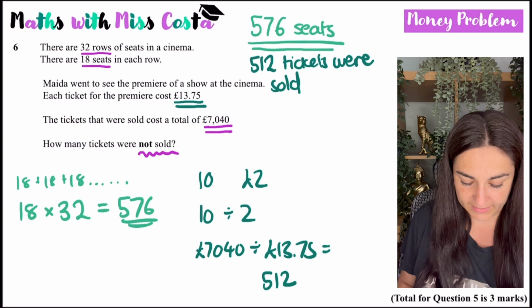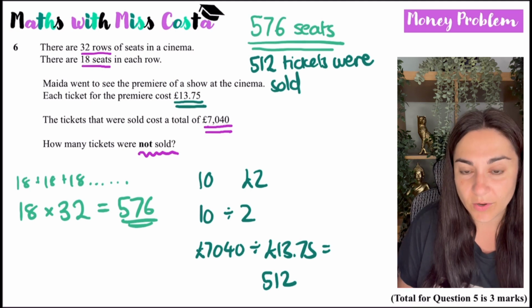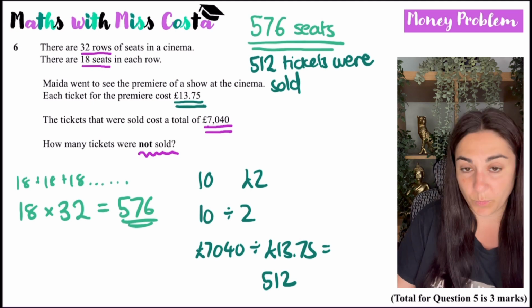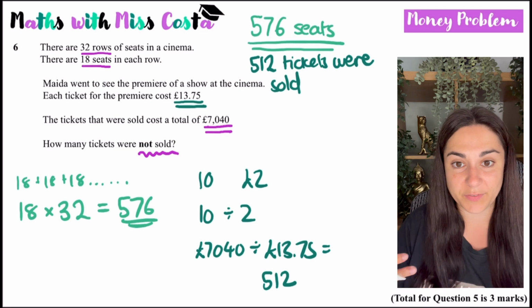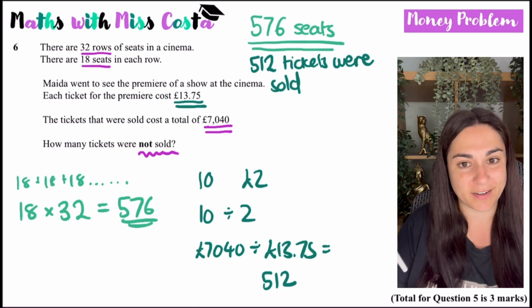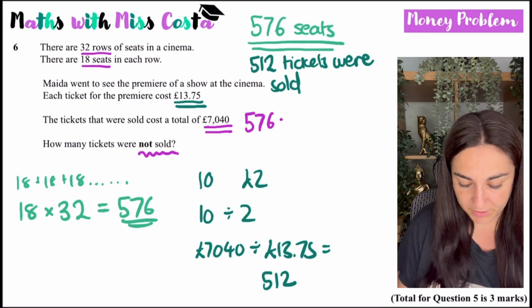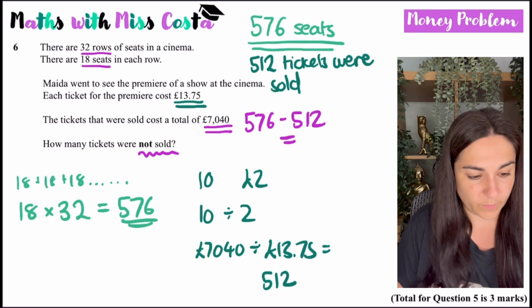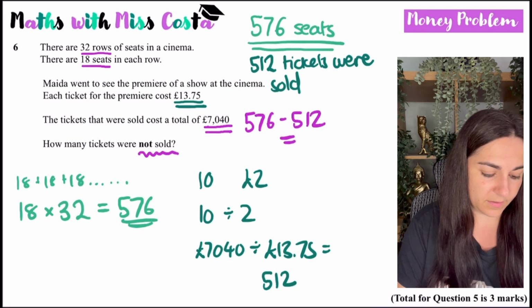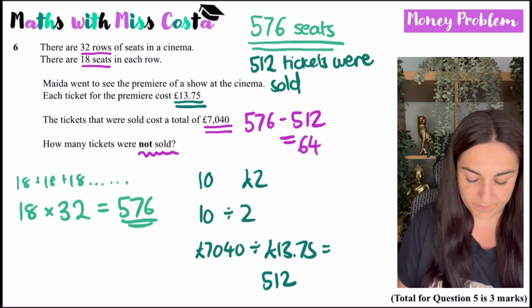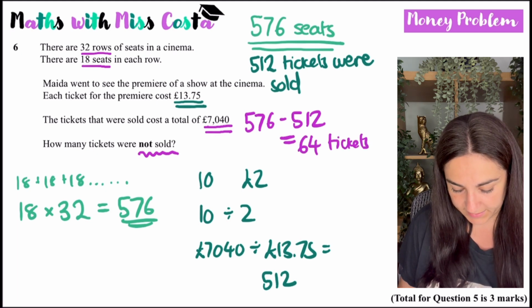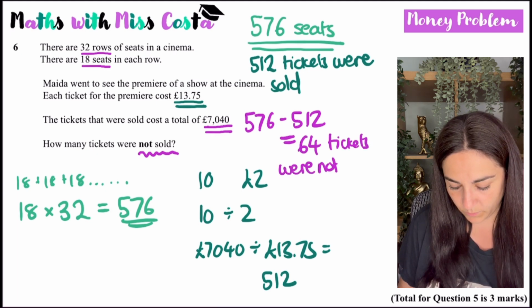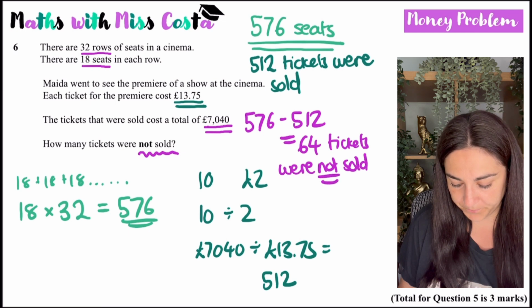And the question is asking me how many tickets were not sold. So I'm just going to work out what the difference is. And to work out the difference between two numbers, I subtract the smallest from the largest. So I'm going to do 576, take away 512, which is 64. So 64 tickets were not sold.